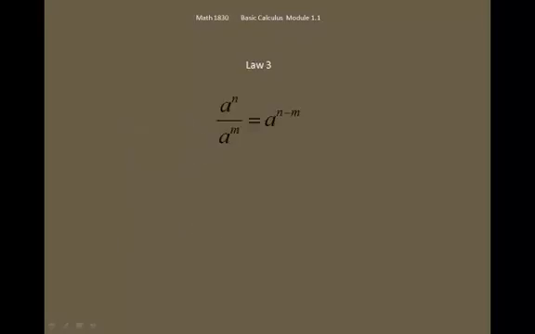In law 3, we're dealing with more of division, so we're dealing with cancellation. So we have a to the n over a to the m is equal to a to the n minus m. So let's say we have a to the 7th over a to the 3rd. That would be equal to a to the 7 minus 3 using our law, which would be a to the 4th power.